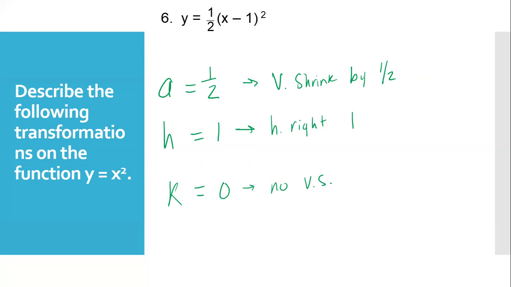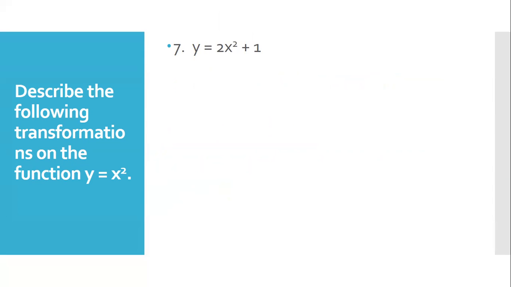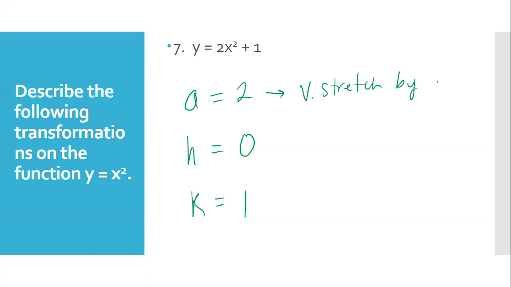How do you feel? All right. A equals, H equals, K equals. So for this problem, our A equals 2, our H equals 0, and our K equals 1. What does the A mean? A is greater than 1. So that means, perfect, vertical stretch. The vertical stretch by 2.